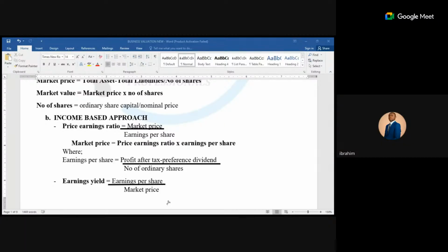The income-based approach makes use of investment ratios, basically. So all you want to do is to determine the market price that you will pay for that business. Of course, you have to value it. When you value it, you will know the amount that you want to pay for that particular company.